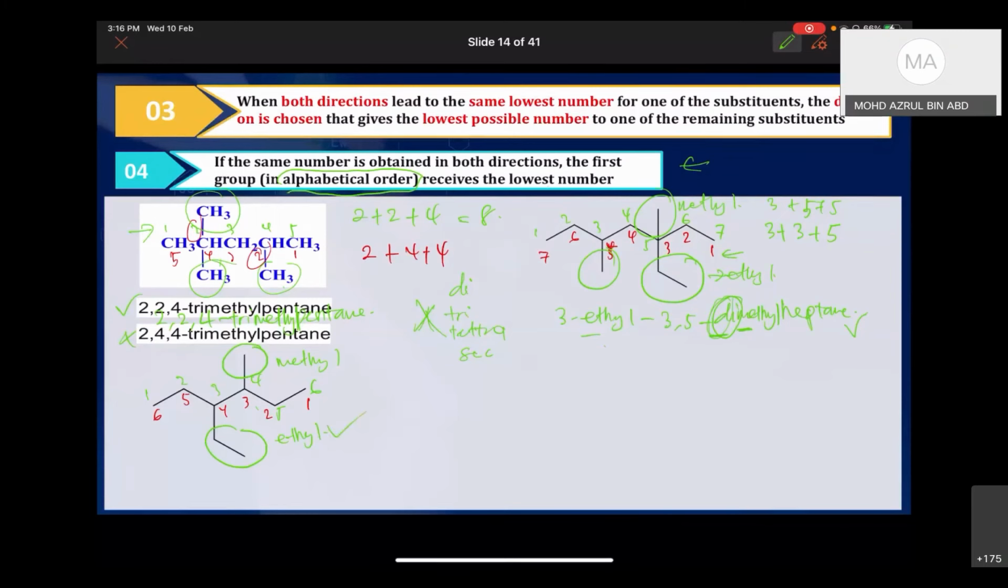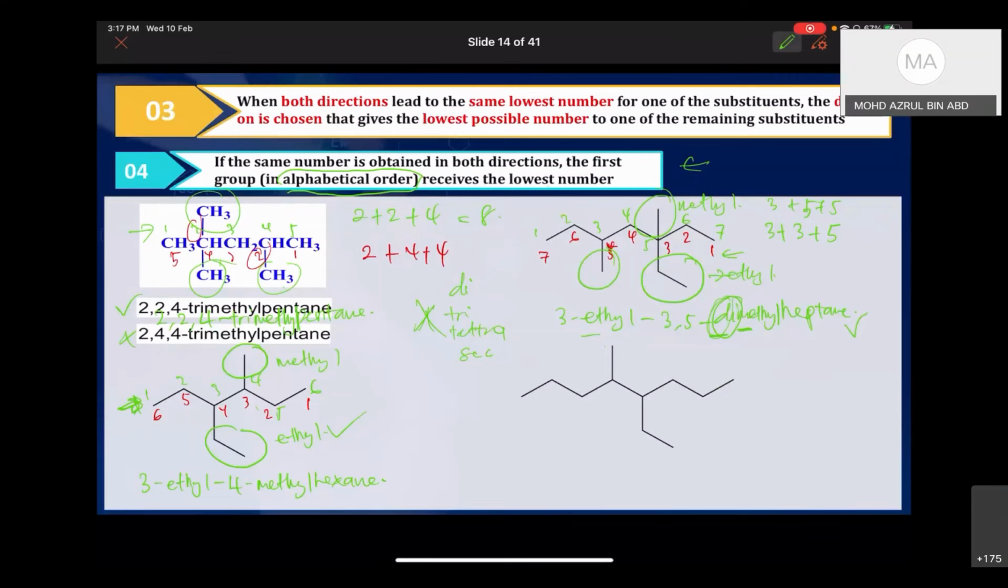So the name of this compound is 3-ethyl, 4-methyl, and 6 is hexane. 3-ethyl, 4-methyl hexane. So we need to follow this direction first, because the priority is based on the alphabetical order.